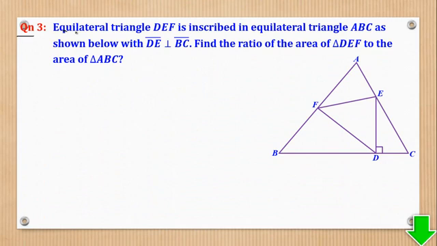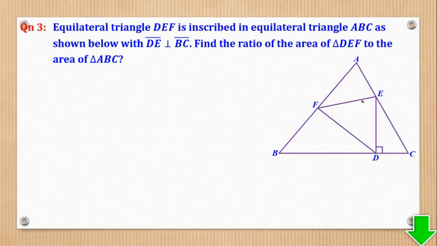Then question 3. Equilateral triangle DEF is inscribed in equilateral triangle ABC as shown below, and DE is perpendicular to BC. DE is perpendicular to DC. Find the ratio of the area of triangle DEF to the area of triangle ABC.